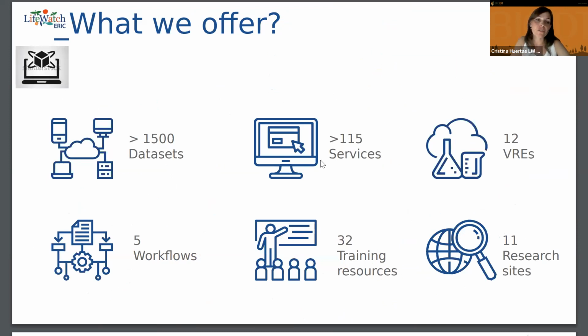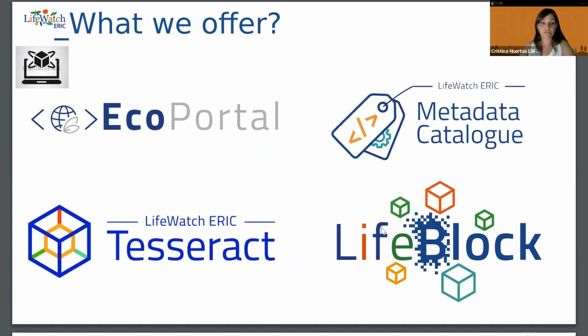We offer a prototype in TRL 6 with different research resources like data sets, services, virtual research environments, workflows, training resources, and research sites. Our core services are the Eco Portal, which is a semantic repository, the metadata catalog, the Tesseract that includes Jupyter Notebook as a service for virtual research environment development, and the data block for data and other resources, discovery, management, provenance, and monitoring.